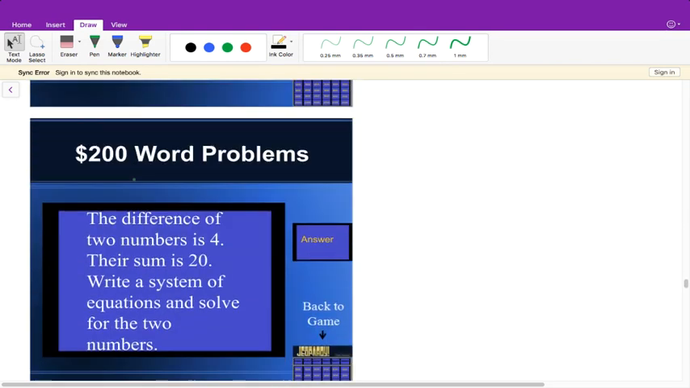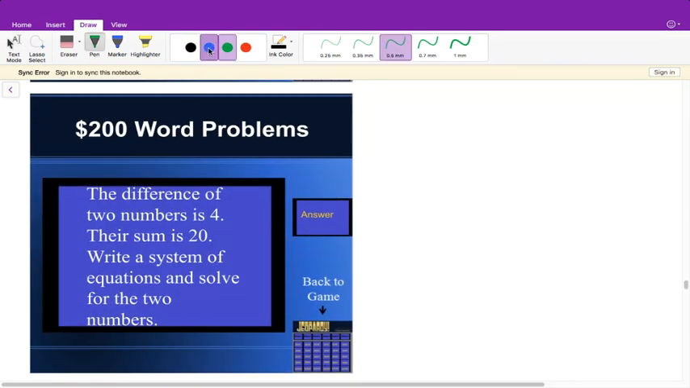All right, so let's go ahead and move to the word problems. So I'm only going to go through 2 word problems, maybe 3, but most likely just 2. We have here the difference of 2 numbers is 4, and their sum is 20. Write a system of equations and solve for the 2 numbers. So when I say solve for the 2 numbers, that means my variables, I need to create them. I'm just going to say x and y. Remember, you must define your variables.